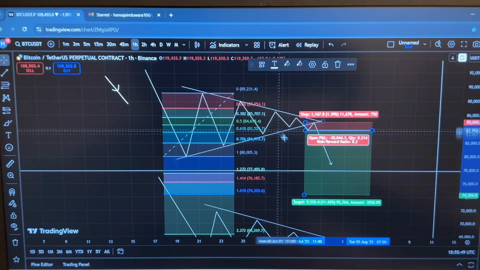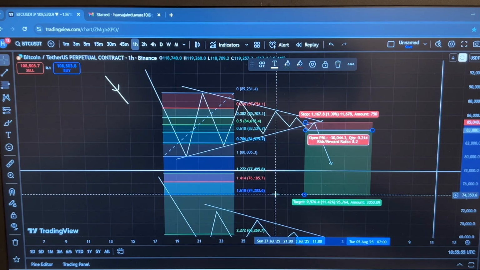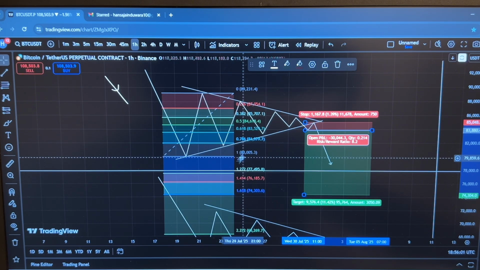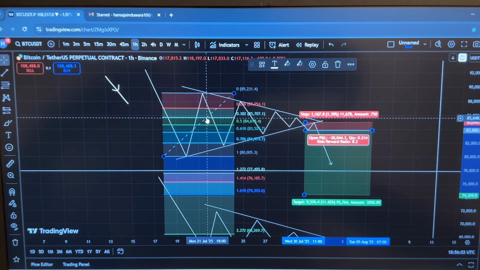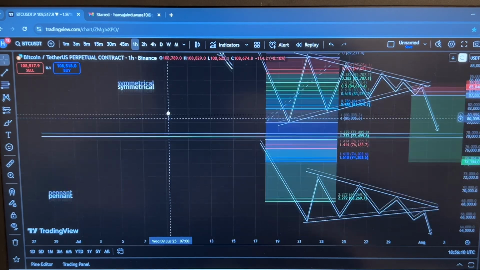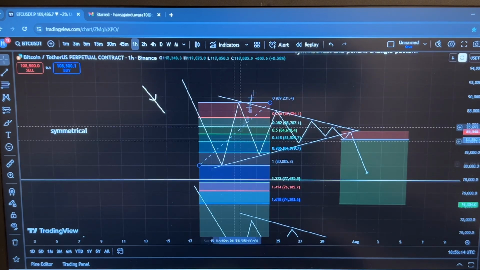So there you go. This is your entry. You know where to put your entry, you know where to put your stop loss, and this is the TP level. It's going to be the same thing. Let me show you how to use it in the pennant pattern. Like I said, I did it in the symmetrical. Let's explain it a bit with the pennant pattern as well.